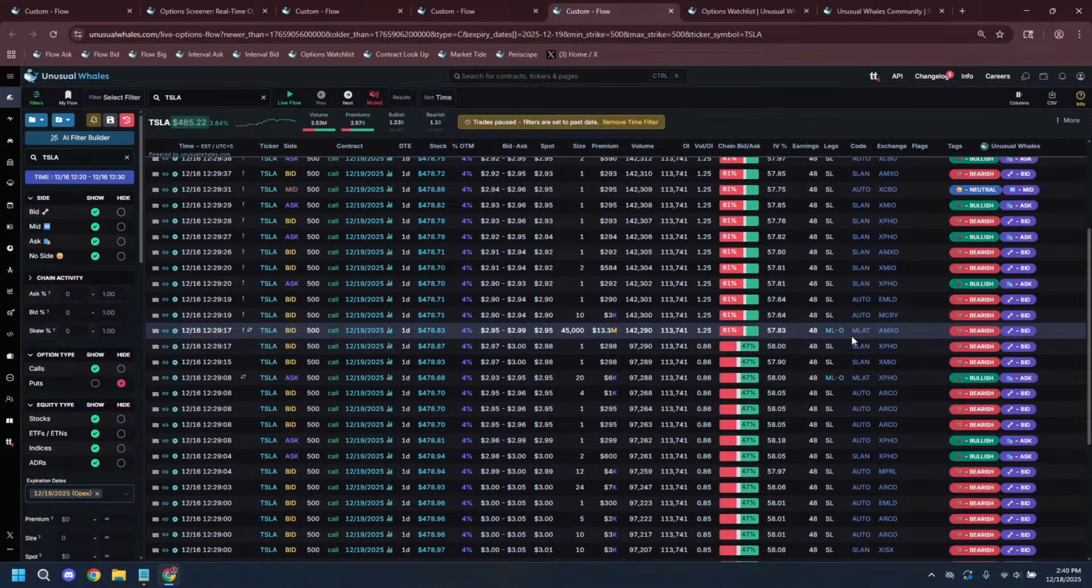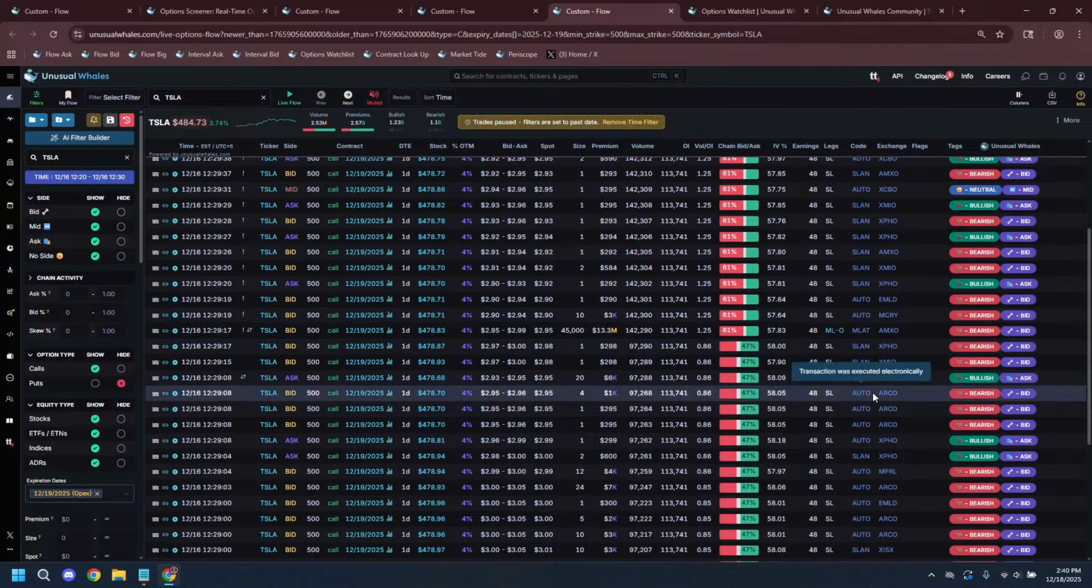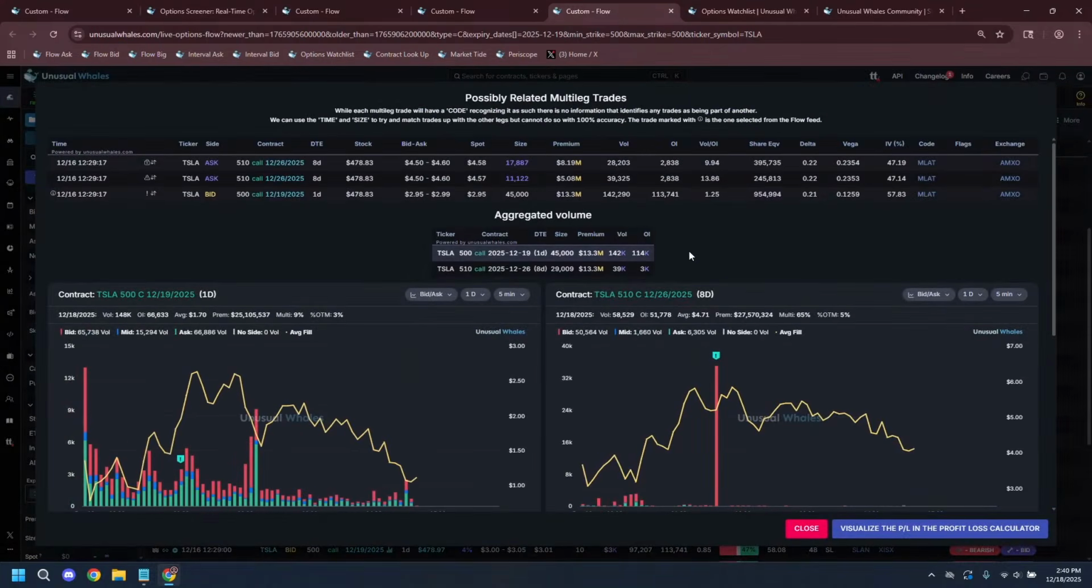We can see that it is a multi-leg trade. The trade code provided by the exchange that it transacted at is MLAT. So the prefix ML is multi-leg, the prefix SL is single leg, and Auto is a single leg. So the exchange tells us it's a multi-leg trade. That's a lot of information right off the bat. Let's see what other contracts traded at or around the same millisecond that could be related.